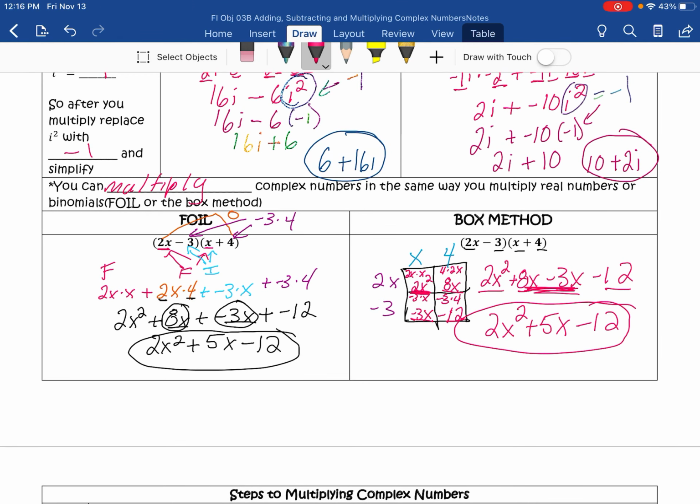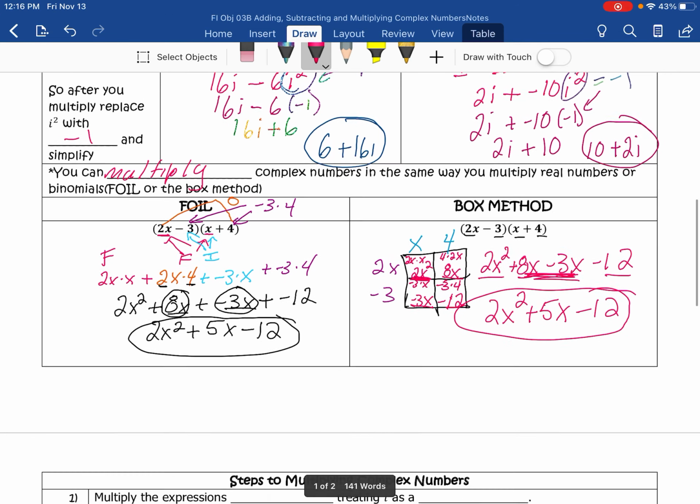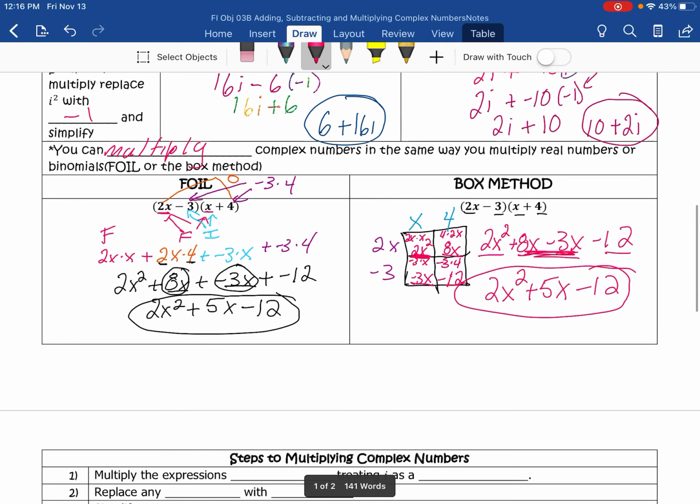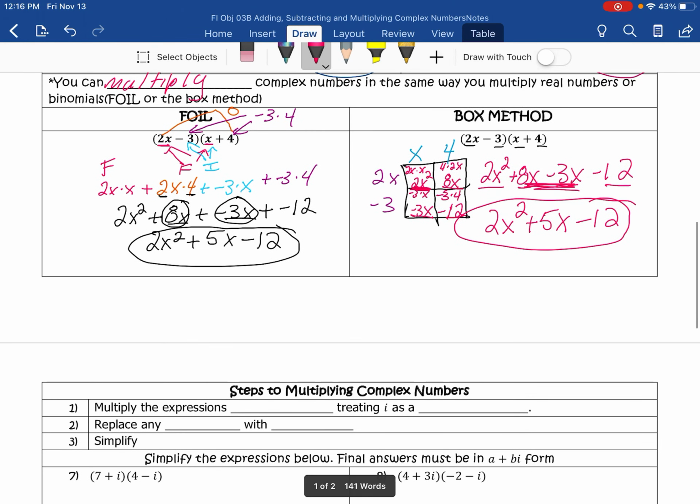Now, normally, if we were in class, I would be able to figure out where you guys are and which way you're comfortable with. I'm going to use the box method. I'm just guessing that most of you use the box method, so I'm going to be using that in order to multiply the complex numbers.